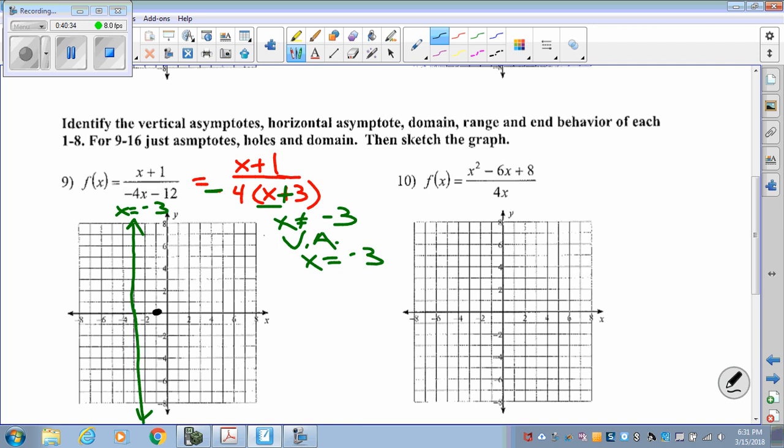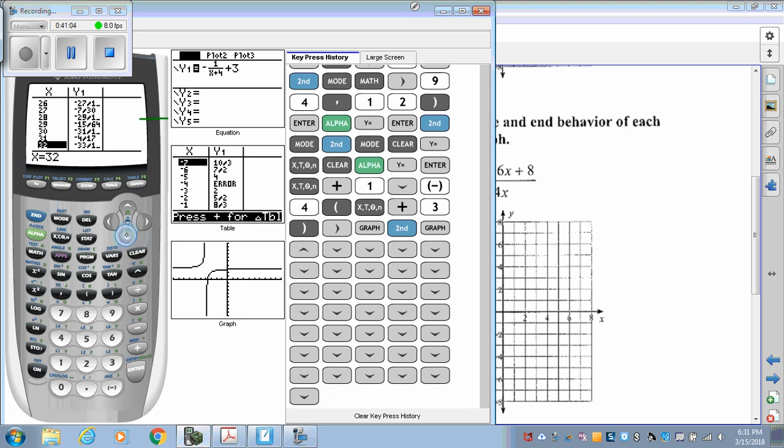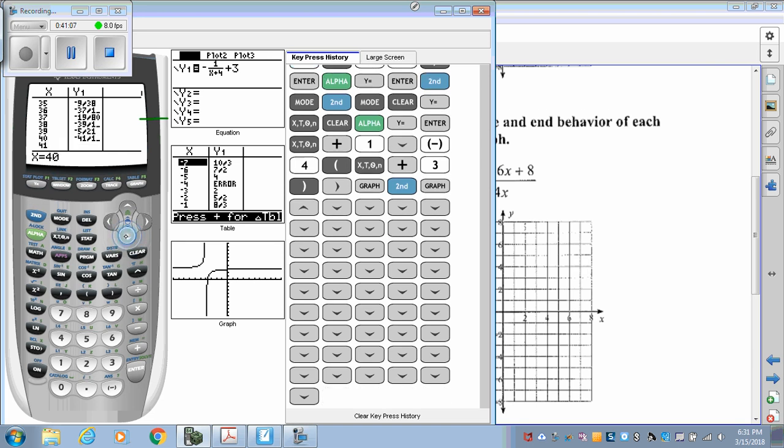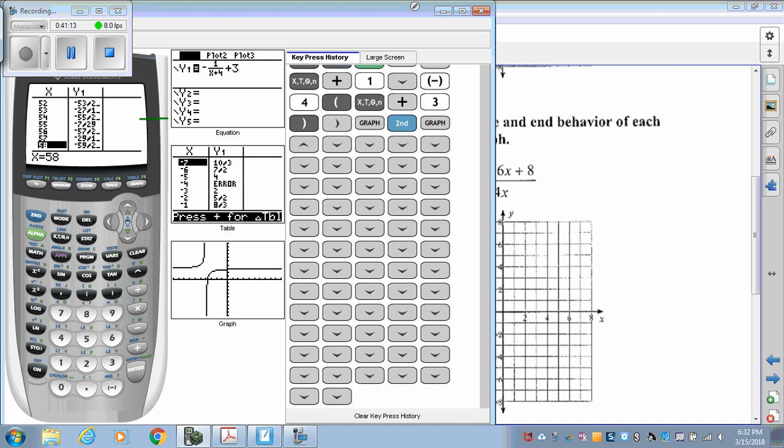So is my horizontal asymptote 0? No. Right? As x goes to infinity, there's a point there at 0. So the horizontal asymptote can't be that. So the question is, what value is this approaching? What value are all these numbers approaching as x gets bigger and bigger? It's hard to tell because I can't see the whole number.